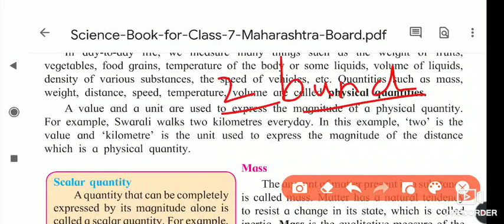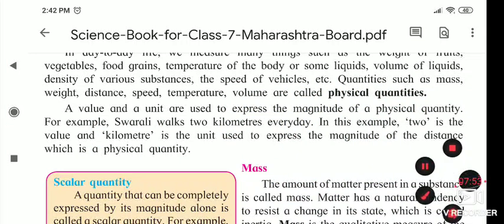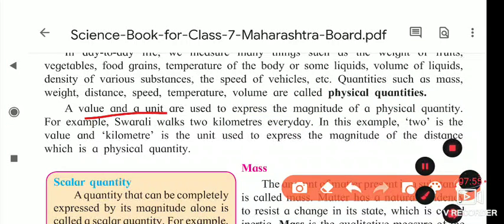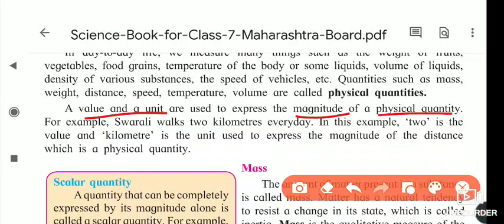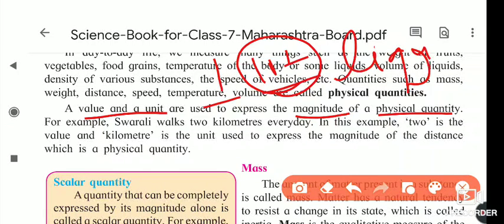In that way we are using value and unit together to express the magnitude. When we speak both value and unit, we understand the magnitude of that physical quantity. Suppose you go to the shop and say give me 1 liter of milk, then that person understands that you want 1 liter of milk. So 1 is the value and liter is its unit, and the liter unit is used for liquids. Keep this in your mind.